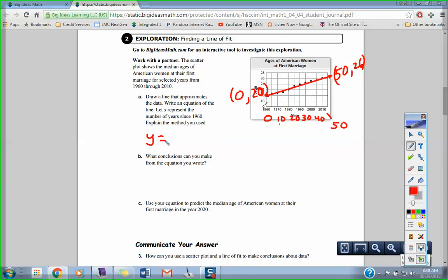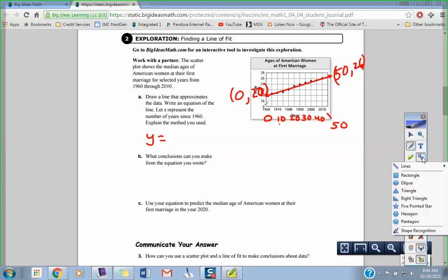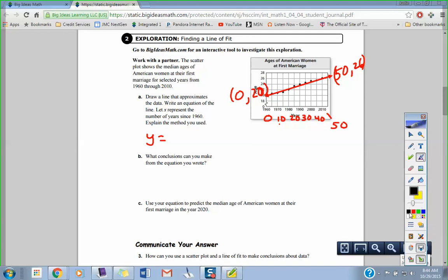So Kayla, you want to help me with this right here? Rise over run, so I'll go from here up to here. How far do I rise from 20 up to 26? 6 units. So my rise is 6. How about my run distance? 0 up to 50? 50. So wouldn't the slope in this be 6 divided by 50?